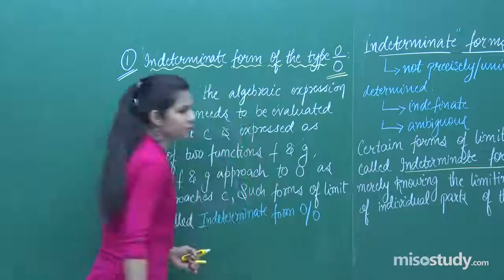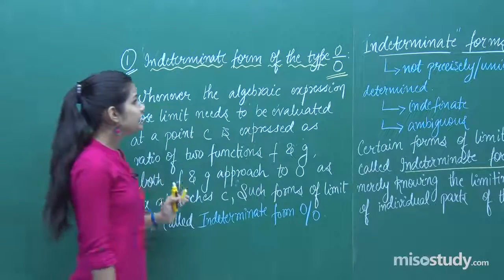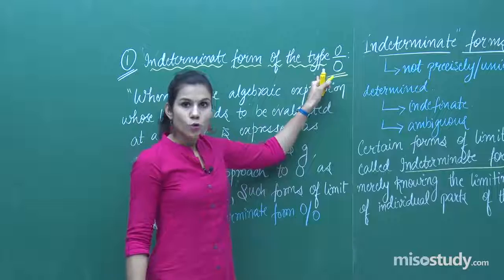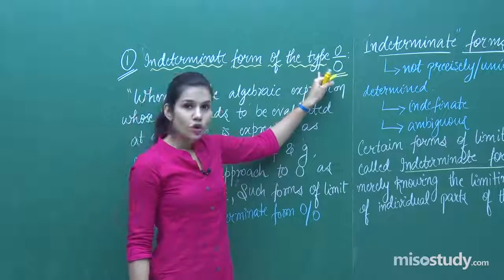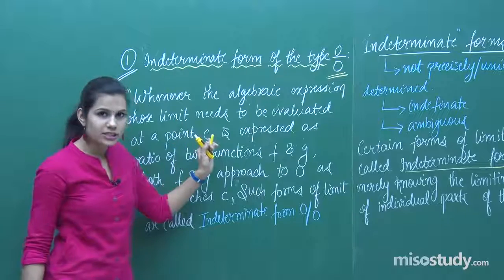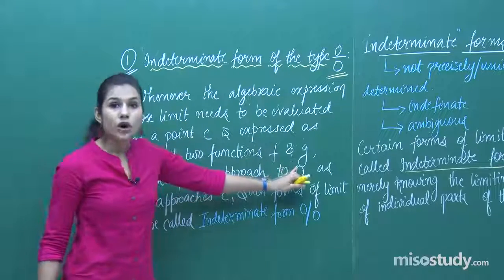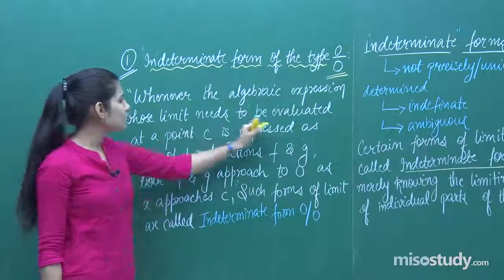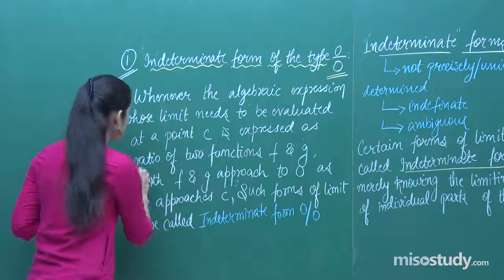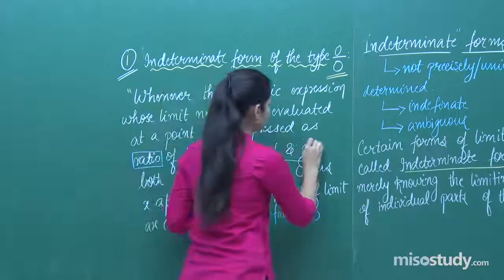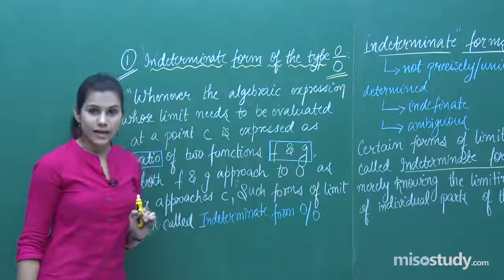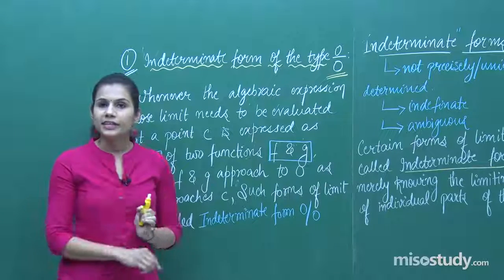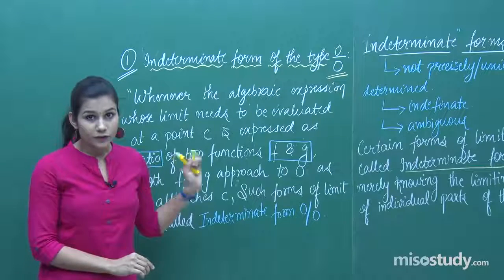zero by 0. So now see, the moment you see 0 upon 0, you have to understand that such is the limit which arrives to be the answer of the algebraic expression which is of the form f upon g. See what is written. Whenever the algebraic expression whose limit needs to be evaluated at a point C is expressed as ratio of f and g. Whenever you have an algebraic expression of the form f upon g, whose limiting behavior needs to be evaluated at a point C, this is of the first type, right?